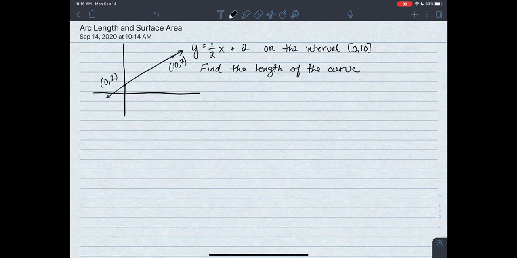So can we all see that line? Hopefully I calculated my points correctly. I think I did. Can you guys tell me how you would figure out the length of the curve on the interval from 0 to 10? In other words, how far is it along that curve if I walked from the point (0, 2) to the point (10, 7)? How can I figure out how far I went? Think algebra or geometry.